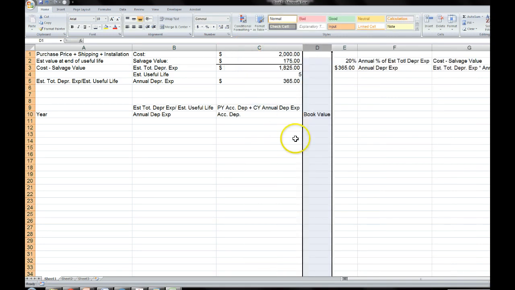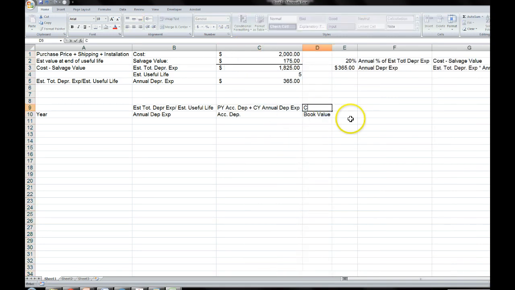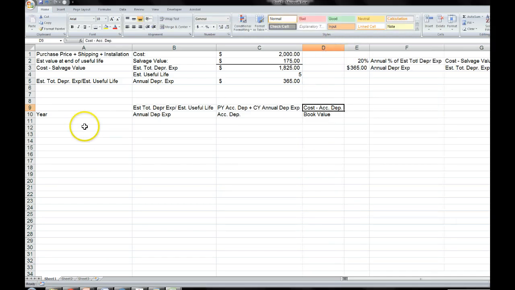Holy smokes, this is getting out of control, isn't it? And then book value is going to equal cost minus Acct. It's like they're all related. It all flows into each other. So 5 years of useful life, right? This is year 1. Oops, it disappeared. Oh no, there it is. Year 2, year 3, year 4, and year 5.